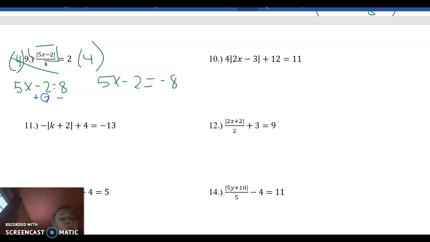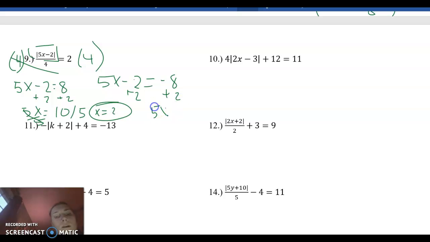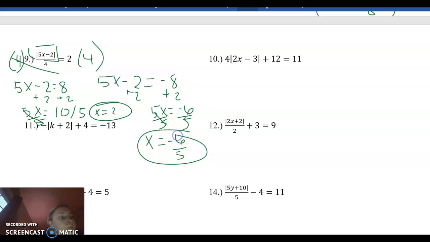Add 2 to both sides. 5x equals 10. Divide by 5. X is equal to 2. That's one of our possible solutions. Other side here, add 2, add 2. 5x is equal to -6. Divide by 5. X is equal to -6/5. Okay? Those are our 2 possible solutions for number 9.